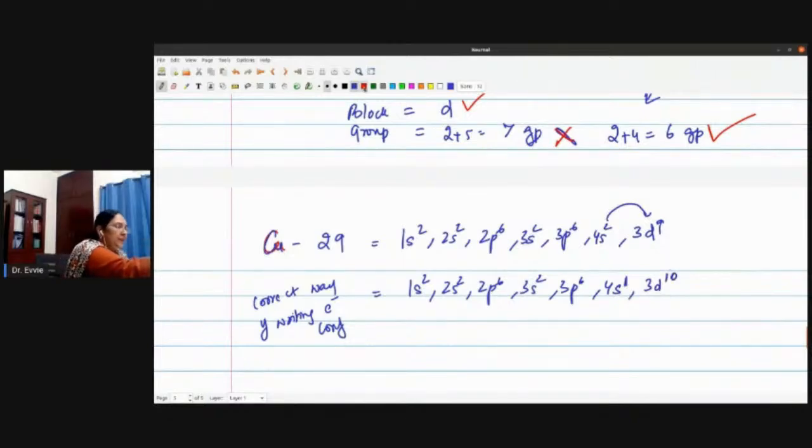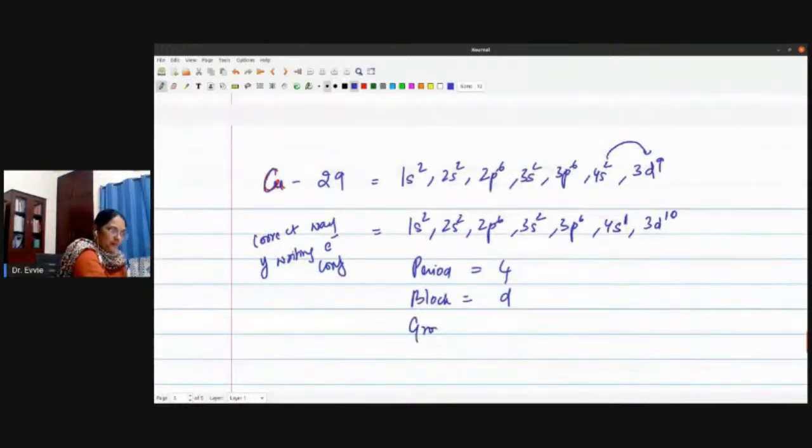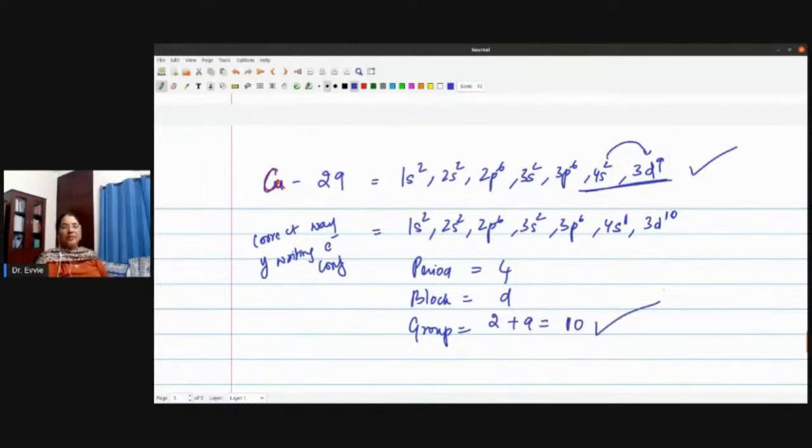Now, let me write the period. As per both, the highest number is 4. So period is 4 and the block is D block elements. Coming to the group, you can all try and see whether the answer is right. Which one will you take? The actual way you write this one is only for group, because you will not use the other one. So as per this, we will write the group number as 2 plus 9, which is equal to 11, which is the correct group number. So these are the exceptions. Now I hope you all got it.